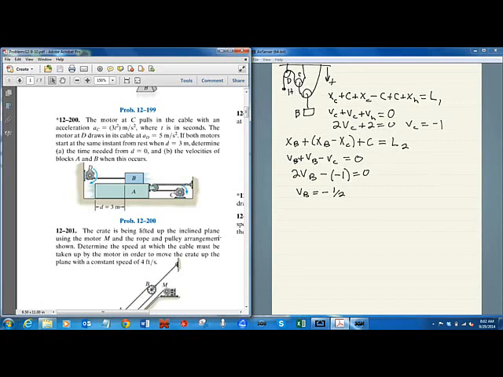199. Let's see. The motor at D draws in its cable, and they give you that acceleration. Both motors start at the same instant from rest. When d equals 3, determine the time needed, and the velocities, and so on. Okay, so that's what we're doing.